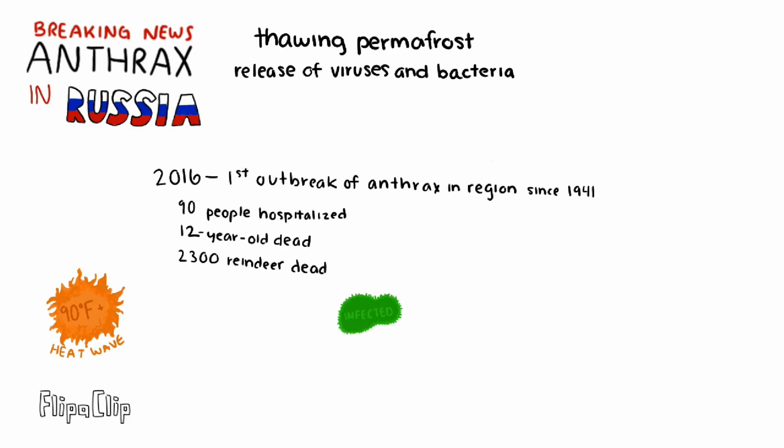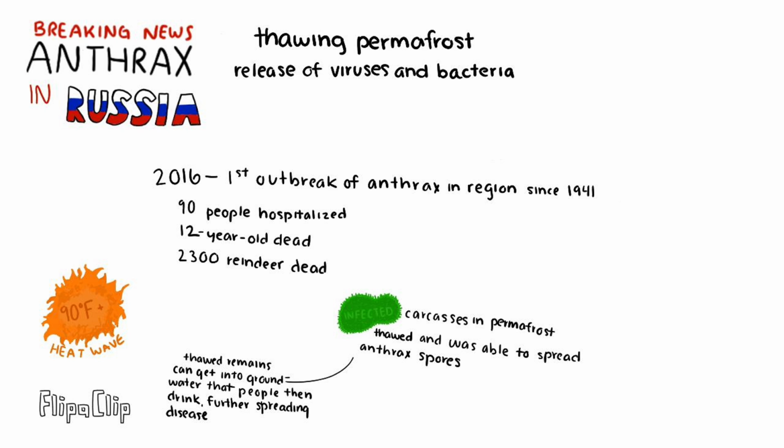And the outbreak occurred just weeks after a 90-degree heat wave. During the heat wave, infected carcasses in the permafrost were able to thaw and spread anthrax spores. And the spores can get into groundwater, which people then drink, and that further spreads the disease.